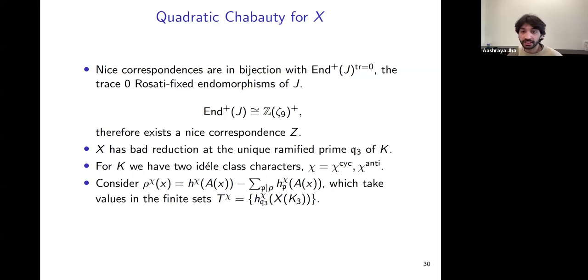X has bad reduction at the prime above 3. And that's the only place, which maybe you expect, because this is a quotient of this level 27 curve. And for K an imaginary quadratic number field, we have two Hecke characters, as I mentioned earlier. These are called the cyclotomic and the anti-cyclotomic Hecke characters. What the characters are actually doing is that, remember we had these local heights, they help us put them together. That's the role of these characters. So again, we'll consider the rho chi as we did before, and the rational points will take values in this finite set, T chi.